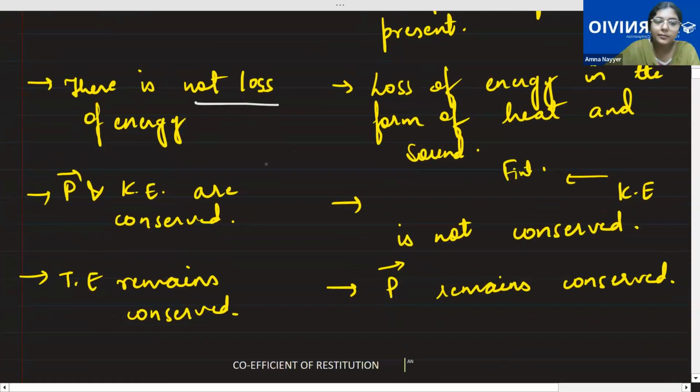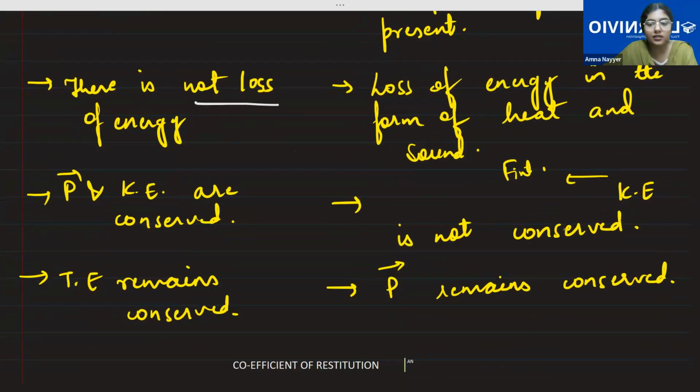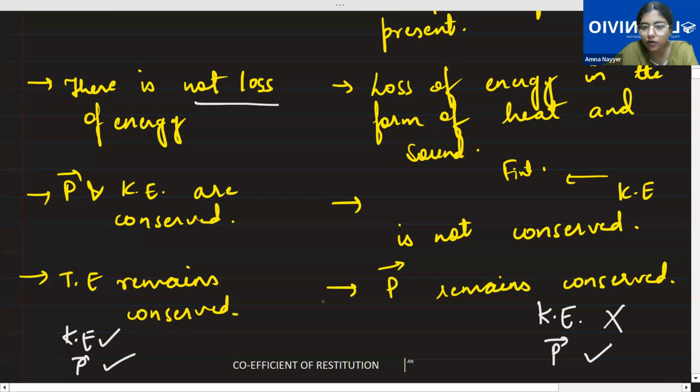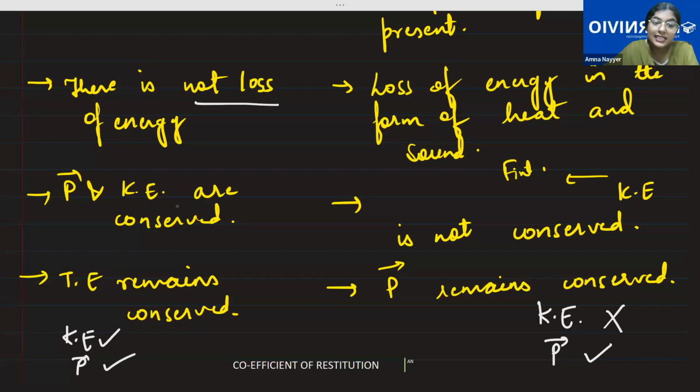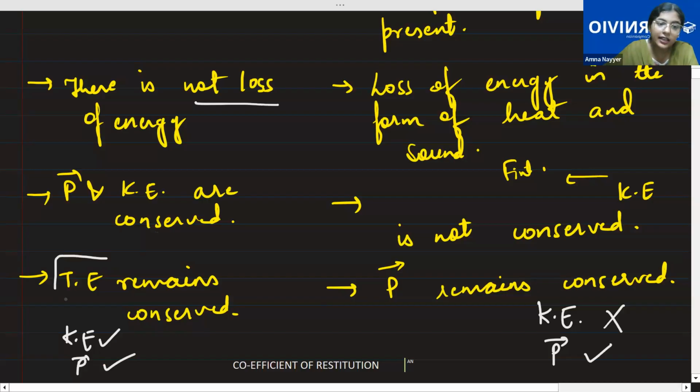Then the momentum and kinetic energy are both conserved in elastic collision. While in inelastic collision, kinetic energy is not conserved, but momentum still remains conserved. This is a major difference between both of them. Since kinetic energy is conserved in elastic, total energy remains conserved. Here, kinetic energy is not conserved, so total energy is not conserved.